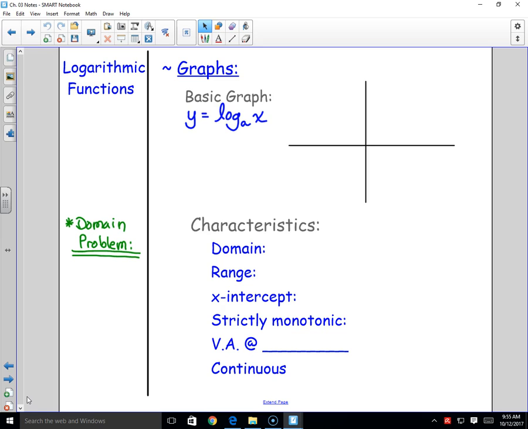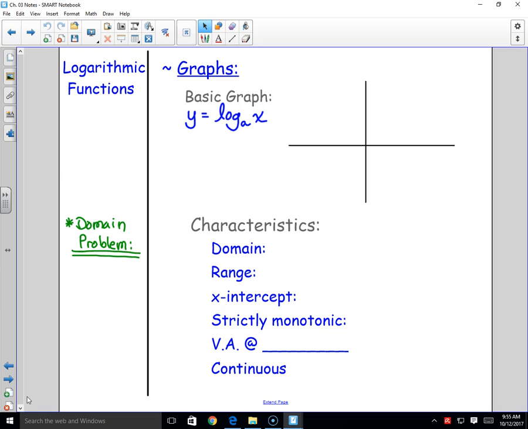Okay, so logarithmic functions. Here we go. We talked about, let's see, common log has a base of what? 10. Natural log has a base of? E. E is called the natural number. And what is its value? 2.71828 approximately, and it keeps on going. 1828, 1828.